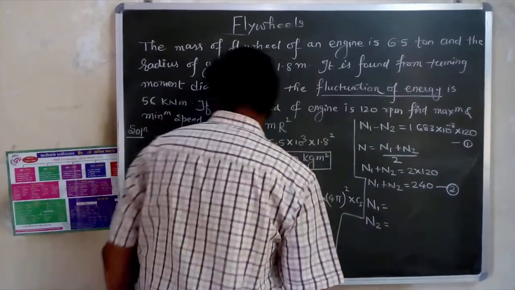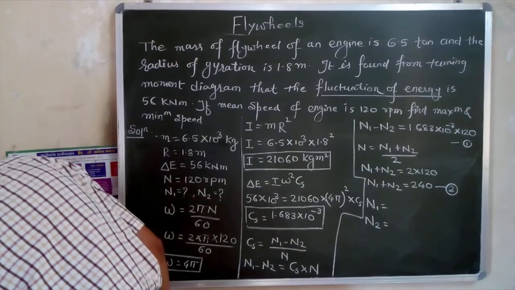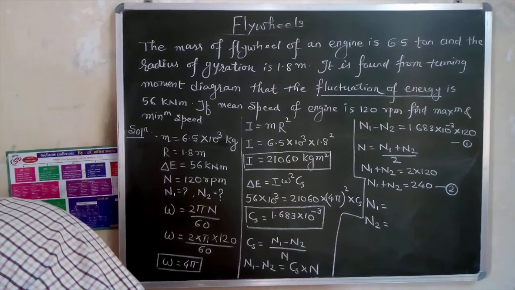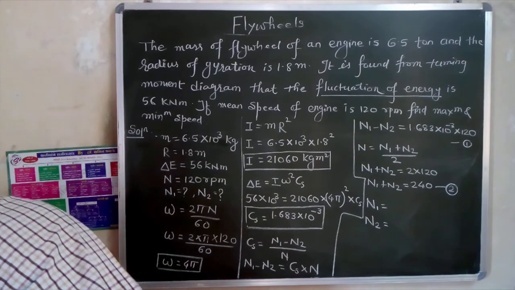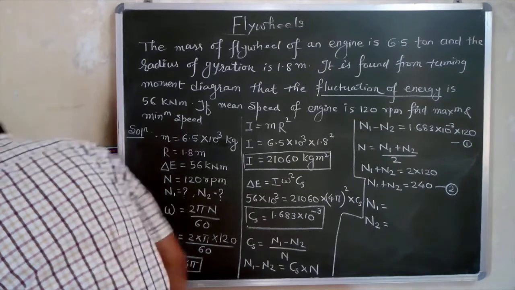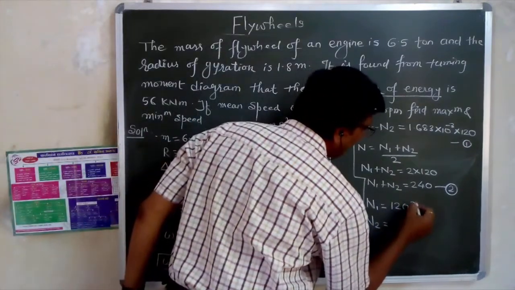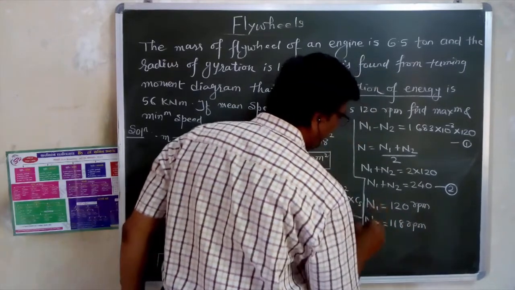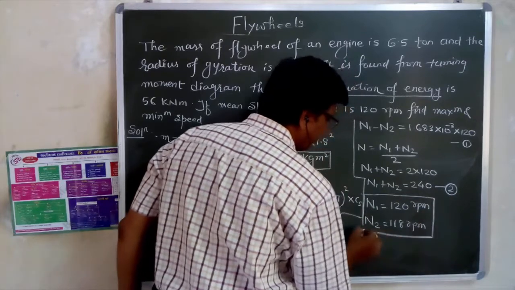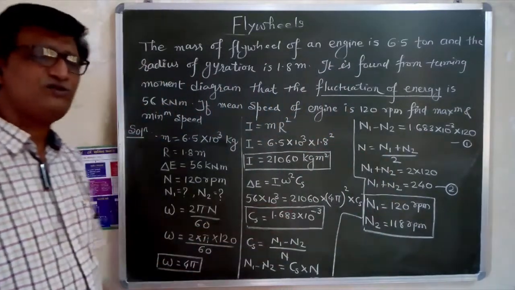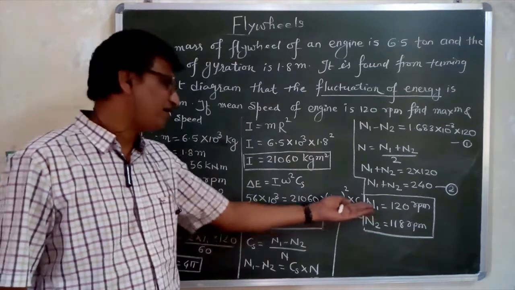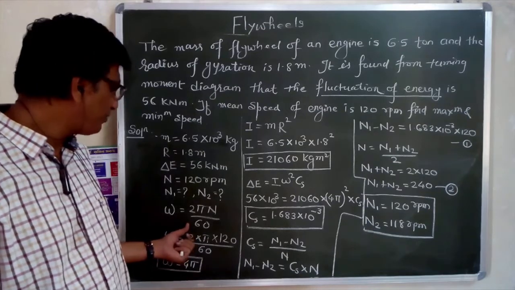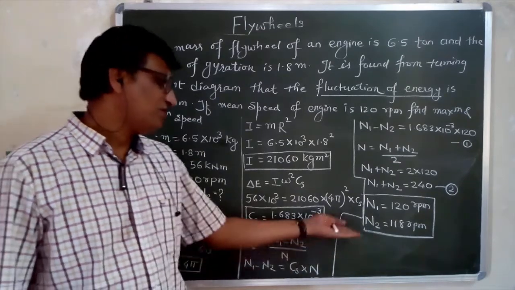So the answers are N1 is, let us say, something around 120 rpm, and N2 is something around 120 rpm. This is what the problem is about. So if you want to calculate omega also, you can calculate it from N1: omega 1 is 2 pi N1 by 60, and omega 2 is 2 pi N2 by 60, so you will get omega 1 and omega 2 also.